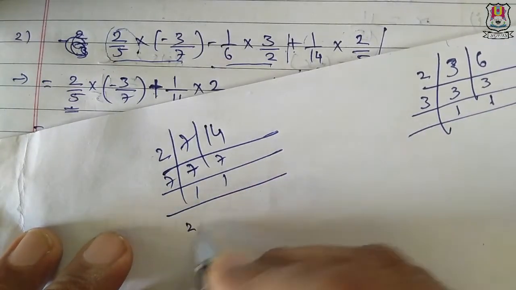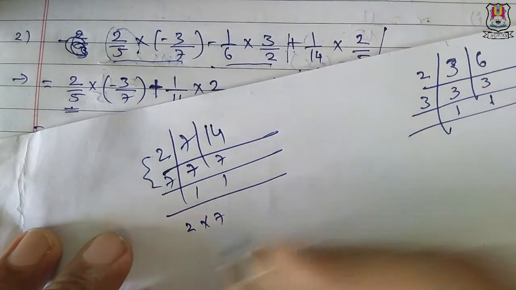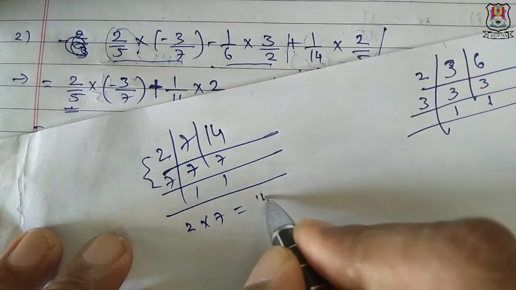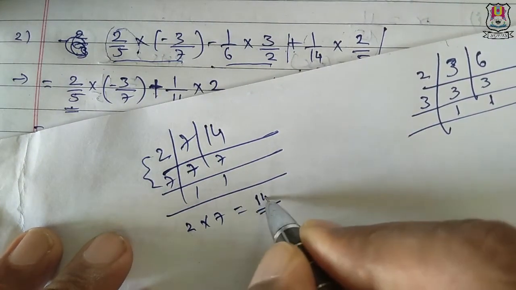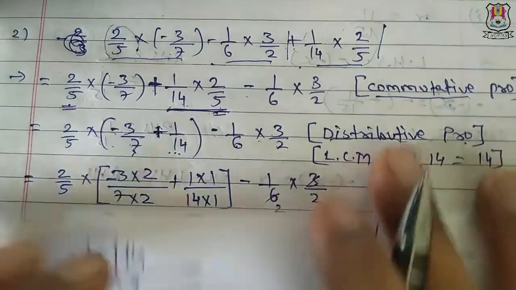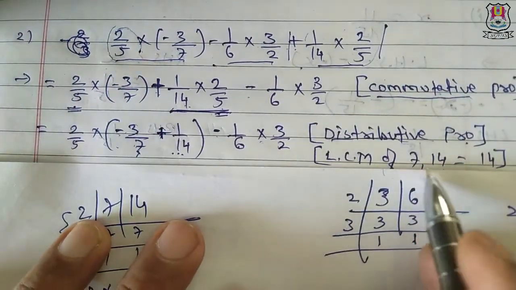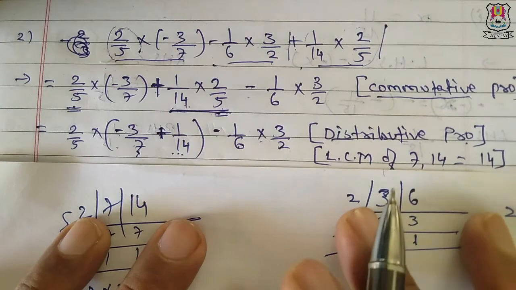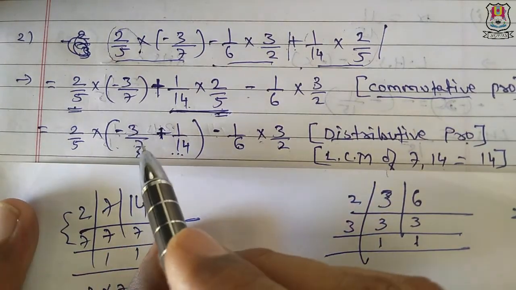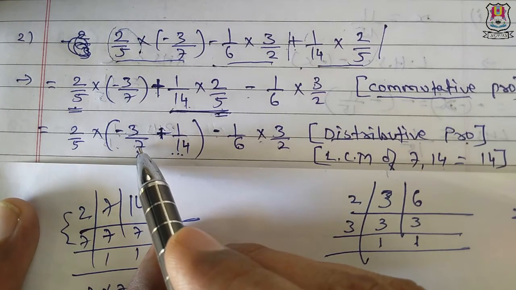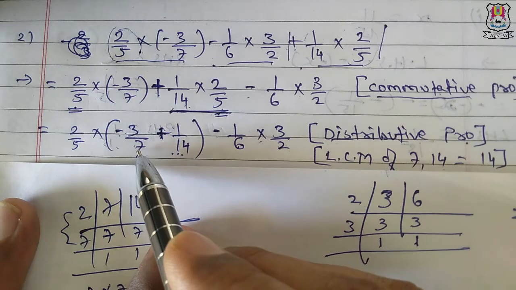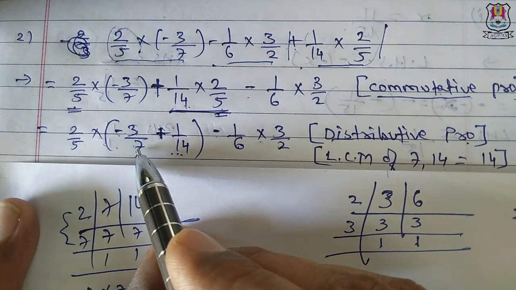So what I got is 2 multiplied by 7. I got 2 and 7. So 2 multiplied by 7 is equal to 14. So the LCM is 14. That's why I have written over here that the LCM of 7 and 14 is equal to 14. So what will we do now? Can you tell me? We are going to make this denominator 14. So by which number should it be multiplied? It should be multiplied by 2.